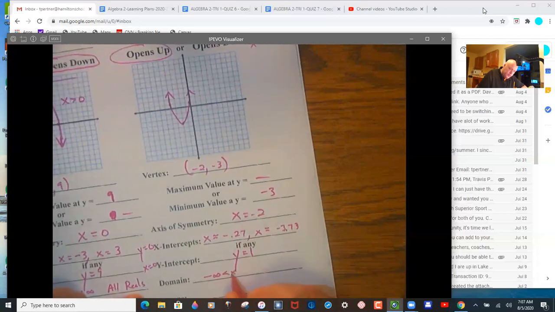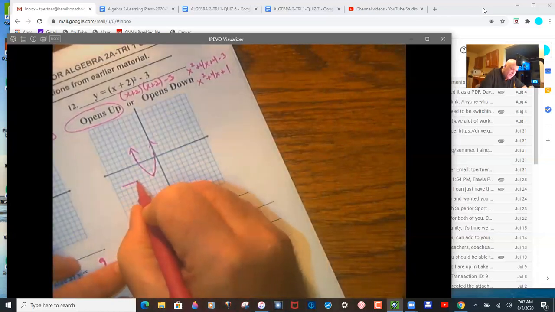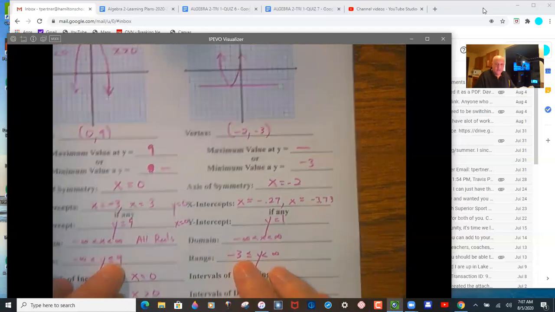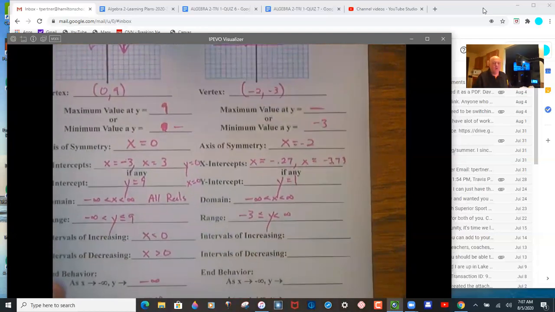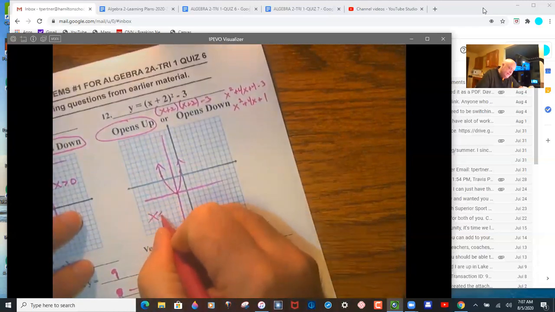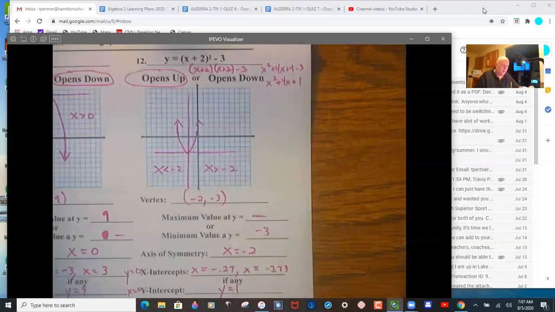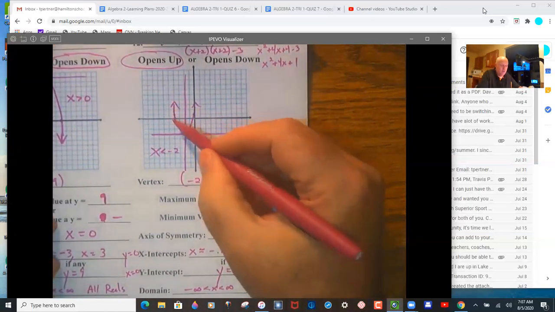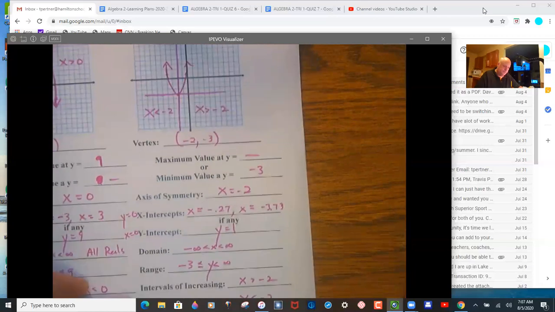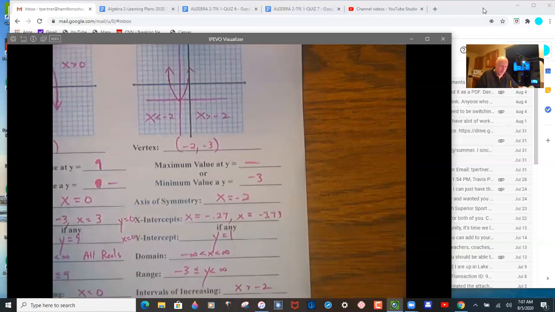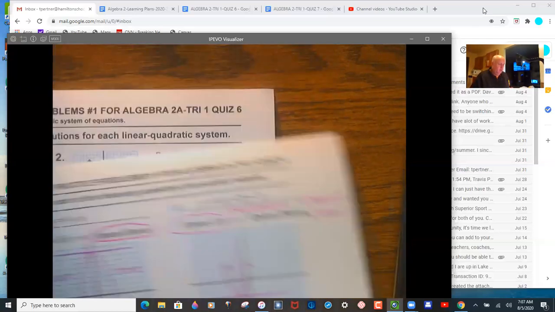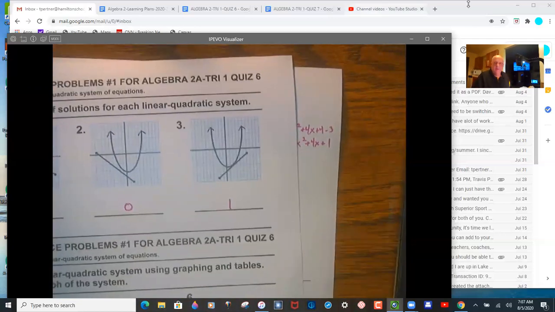Domain is all reals as usual. Range, we have the bottom side of the box, so that's through -3. By the way, this is always the y value of the vertex. The vertex determines a whole lot of stuff. So x is less than -2, x is greater than -2. So you input the x value of the vertex. So decreasing, increasing. And end behavior is positive infinity as you keep increasing there. Okay, so that is the first practice quiz for quiz 6.